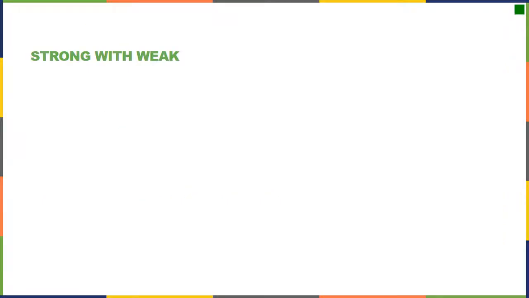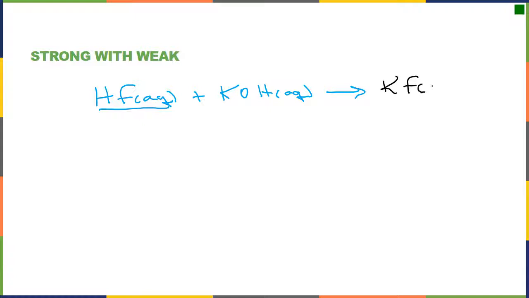Now, we do need to consider strong with weak. So let's instead consider HF if it reacts with potassium hydroxide. So HF is a weak acid. If we react with potassium hydroxide, our products aren't going to change. We're still going to make water and the salt. Our salt is going to be KF aqueous plus H2O as a liquid. All right, those are our products.